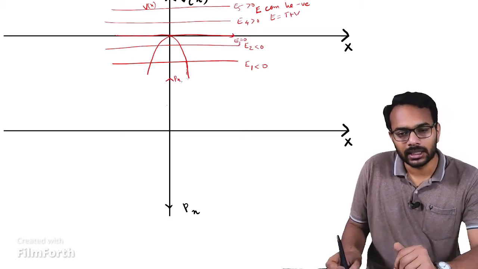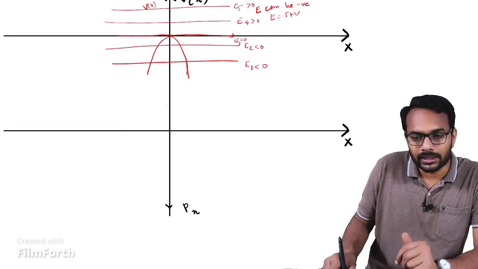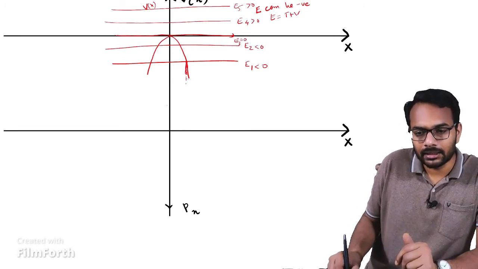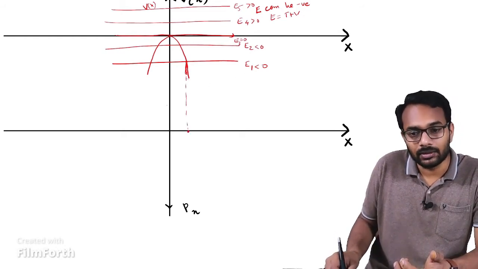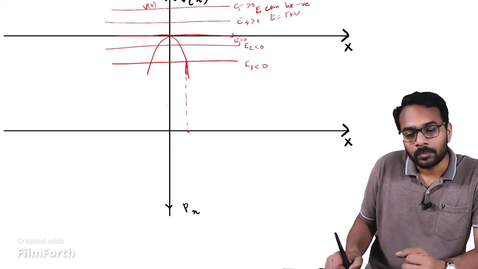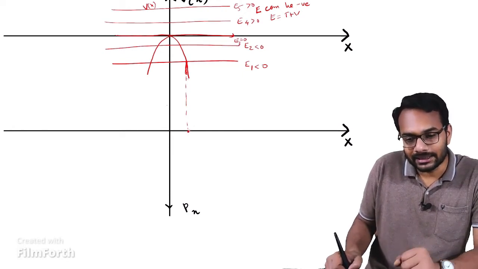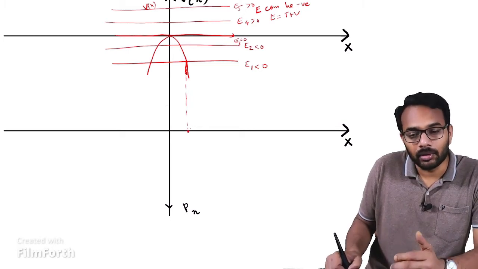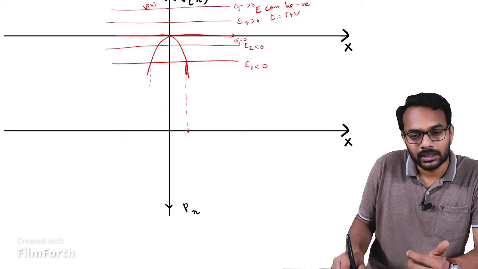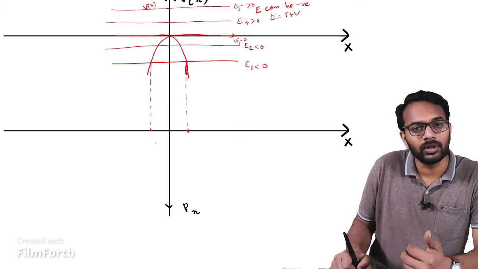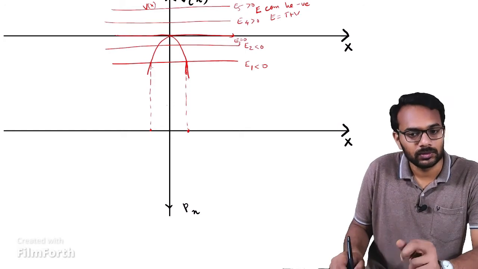Now we know that at this point, if we drop a straight line here, V of x is equal to E1. So at this point the momentum will be equal to 0, since the kinetic energy will be equal to 0. First we are plotting the case for E1, which is less than 0. So these are two points where the momentum will become equal to 0. I hope that much is clear.